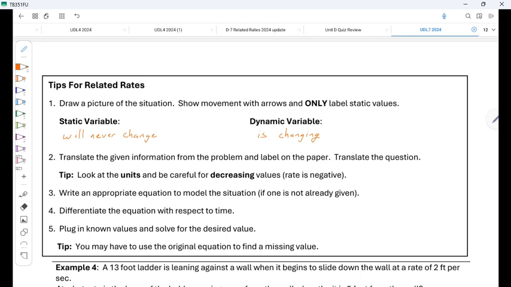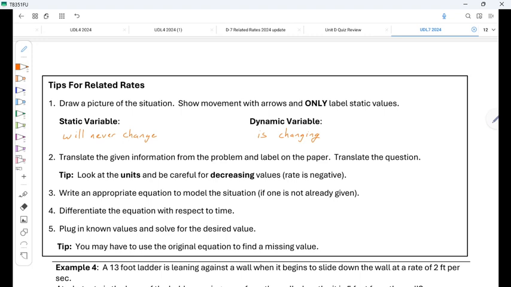Step 3, we need to use an equation. Any equation you've learned in all of your years of math, whether it be the Pythagorean theorem, the area formula, or a volume formula for some shape, those are the formulas we use a lot of times in these problems.